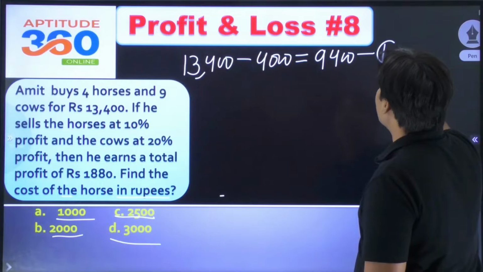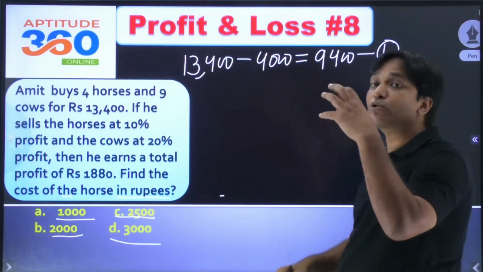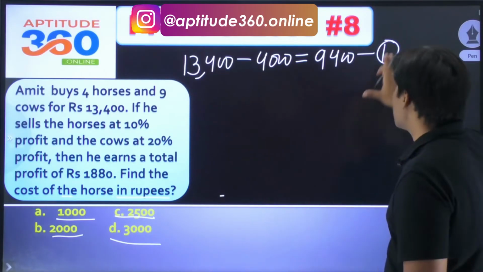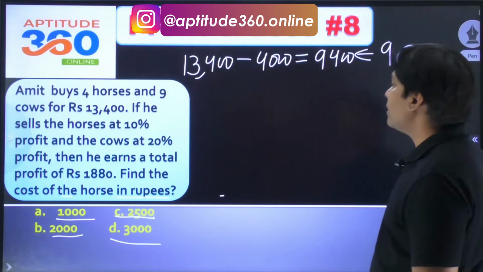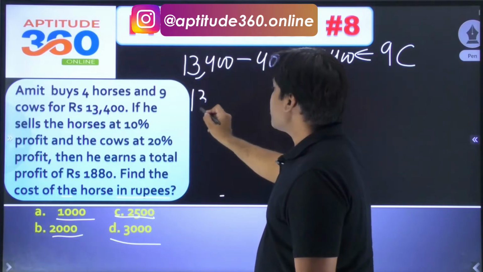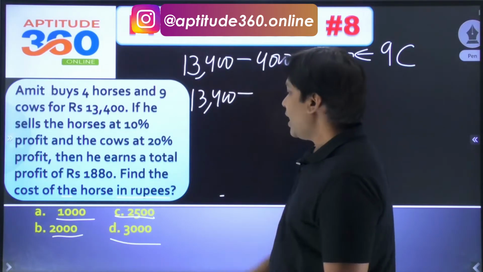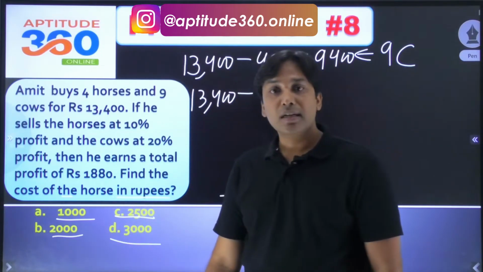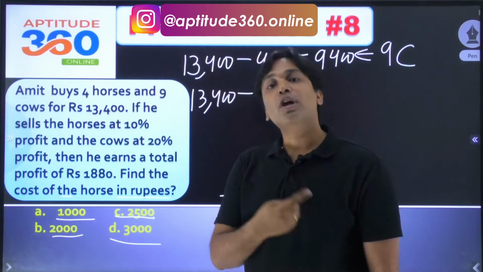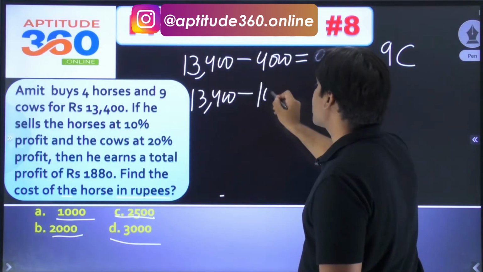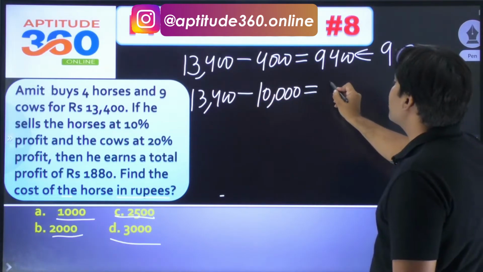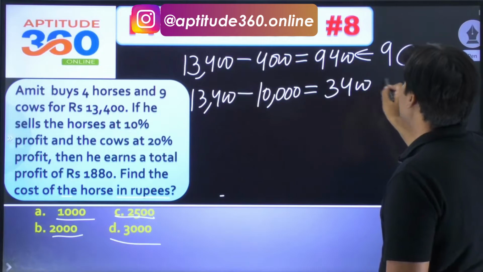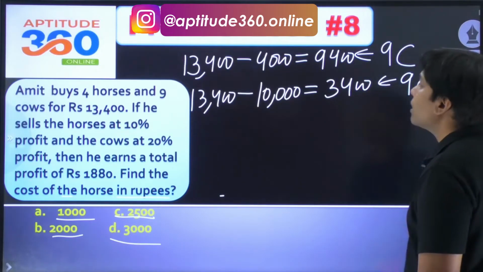So what is this 9,400? 9,400 is going to be collective price of 9 cows. It is going to be collective price of 9 cows, isn't it? 9 cows की price हो गई है. In the second situation, if the cost price of one horse is 2,500 rupees, cost price of 4 horses is coming out as 2,500 into 4, 10,000, and this one will be 3,400, which is going to be collective price of 9 cows.